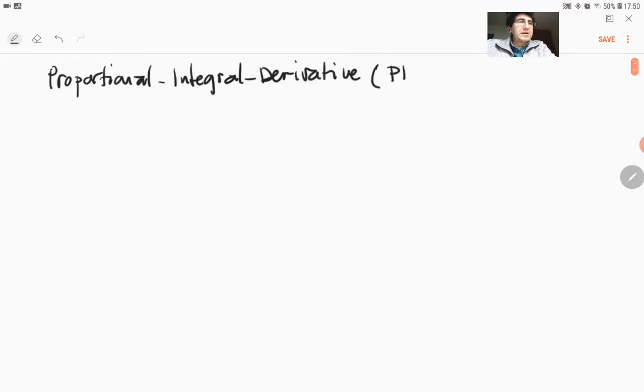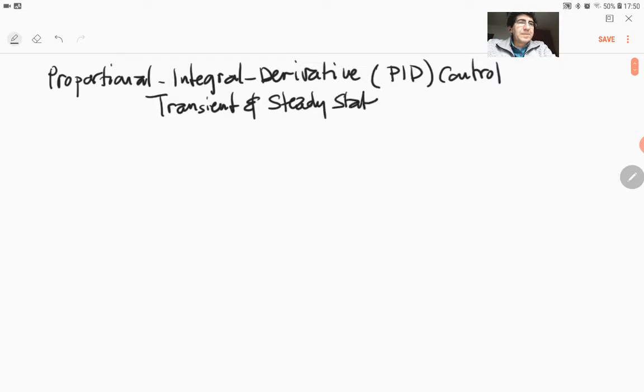Or PID control. So what we will try to do is to cover both the transient and the steady state analysis. Transient and steady state analysis.